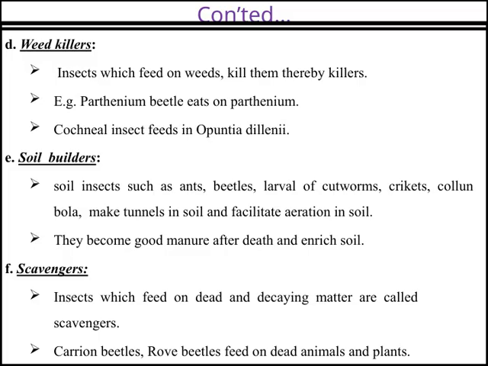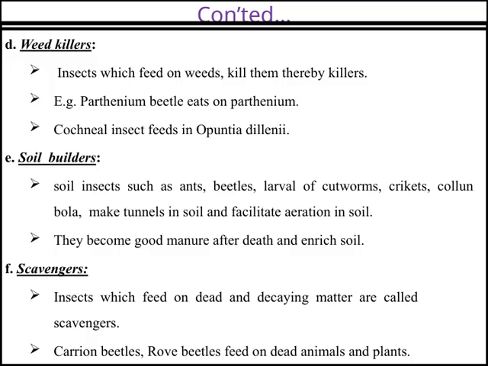Now, let's continue exploring the roles of various insects in our ecosystem. First, we have weed killers. These are insects that feed on weeds and in doing so, help control their spread. For example, the Parthenium beetle specifically eats Parthenium, reducing its growth. Similarly, certain cochineal insects feed on Opuntia dillenii, a type of cactus, helping to manage its proliferation.